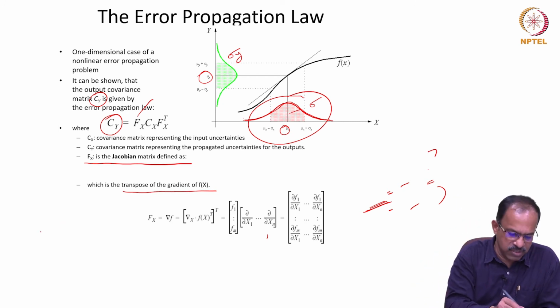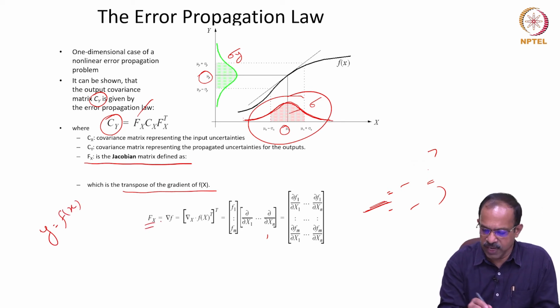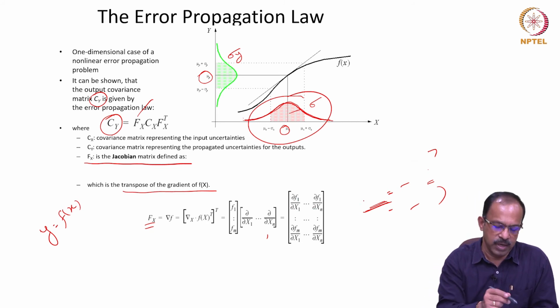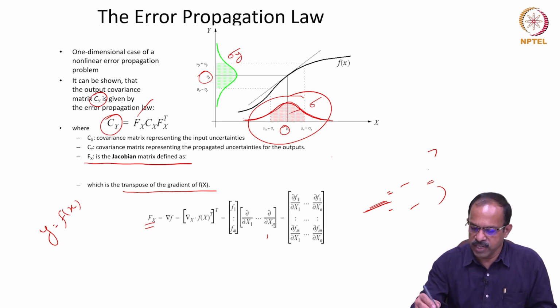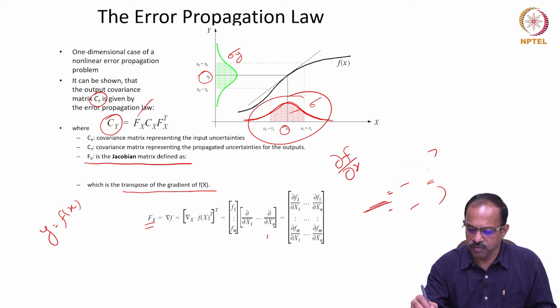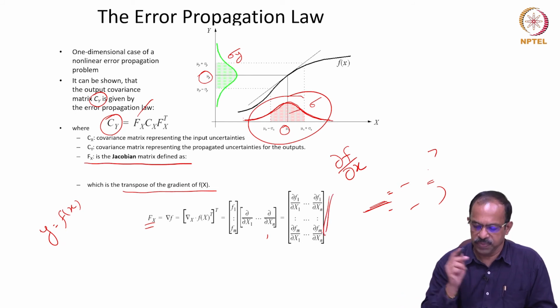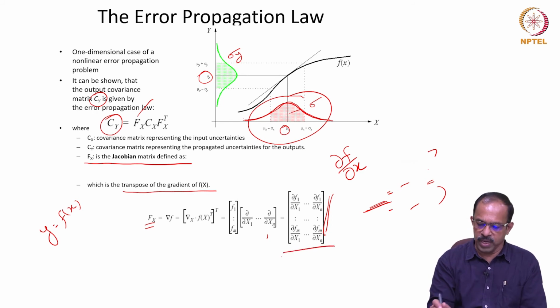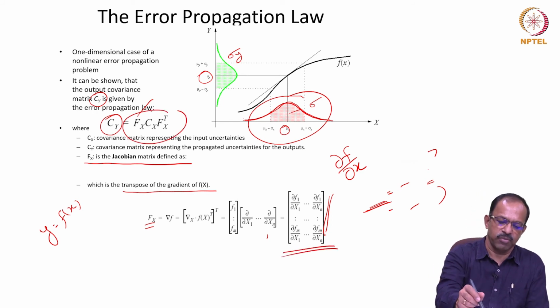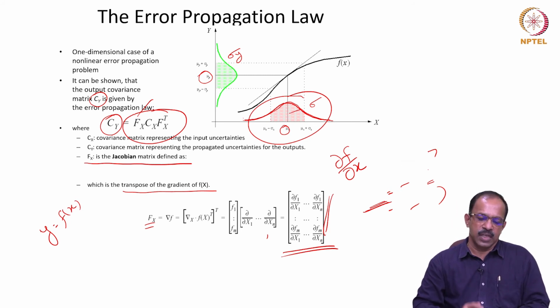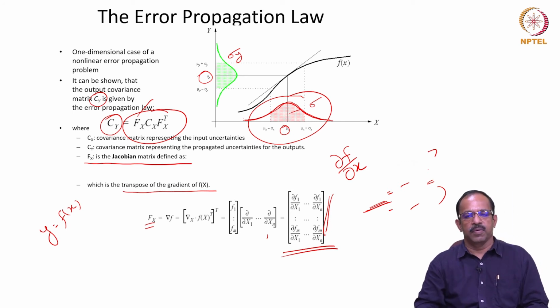So if y is equal to f of x, then the Jacobian Fx can be given as the partial derivatives of f with respect to x1, x2, etc. If it is a multidimensional one, then we will get these elements as partial derivatives of f with respect to x. So if you have multiple variables x1, x2, etc., then you will get this like this. This is the Jacobian which can be used for calculating this. So Fx Cx Fx transpose will be the covariance in y when there is a covariance in x in the measured data.